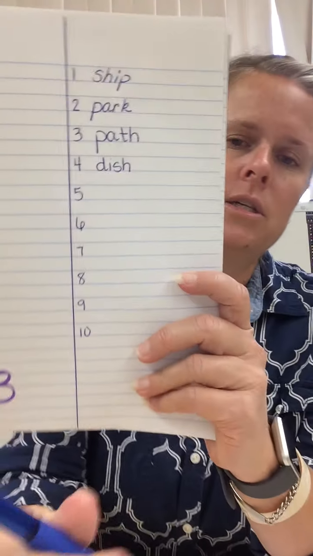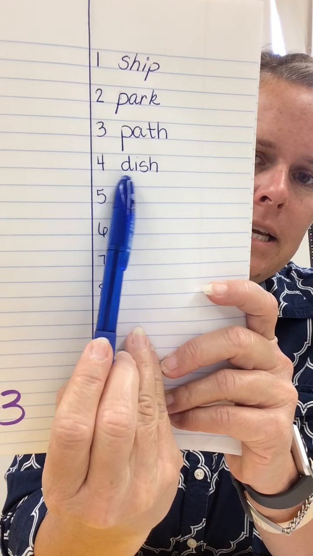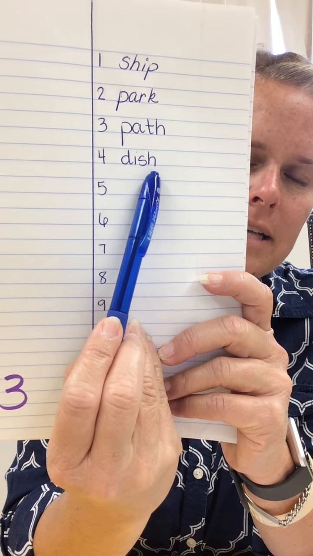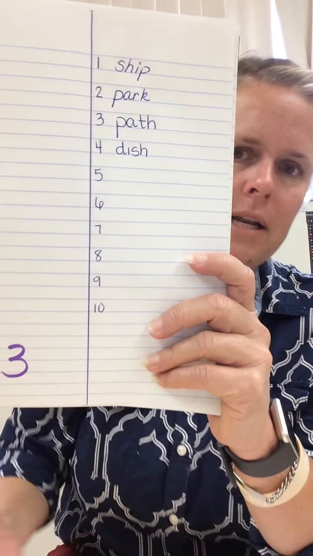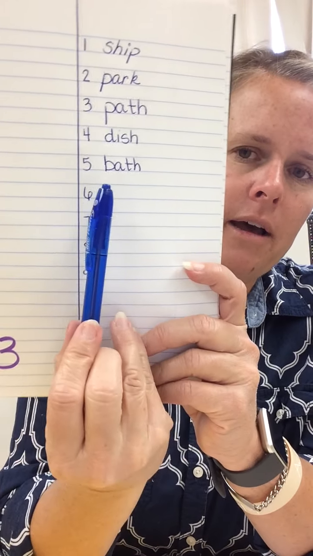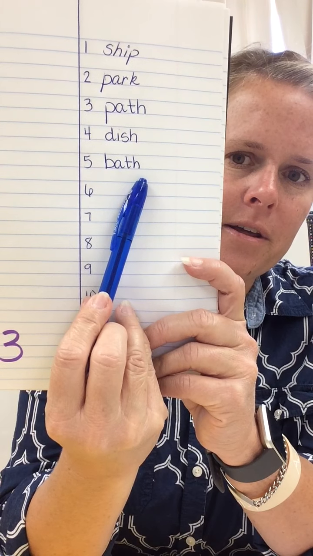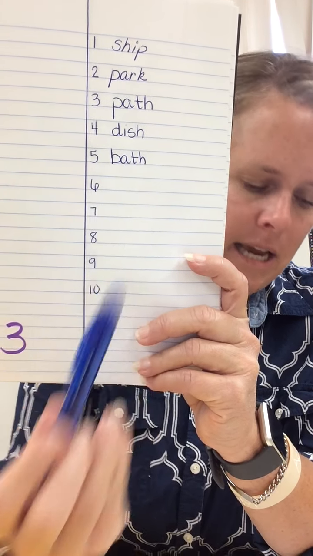Number 4 was dish. So you would have D-I-S-H. Again, if you have an oops, make a line there if there's an oops. Number 5 is bath. So you would have B-A-T-H. Bath. B-A-T-H for bath.